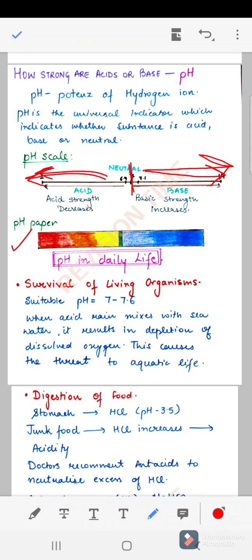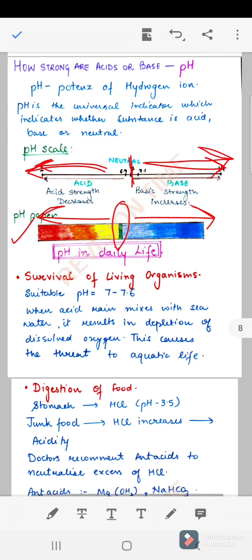So we have pH paper also. In laboratories we generally use this pH paper. What we do, we put a few drops of the chemical that we are using on this paper, and we can see the color changes on it. The red tone colors are for the acids, and the blue tone colors are for the bases. So if it is green in color, that means it is a neutral substance, neither acid nor basic.